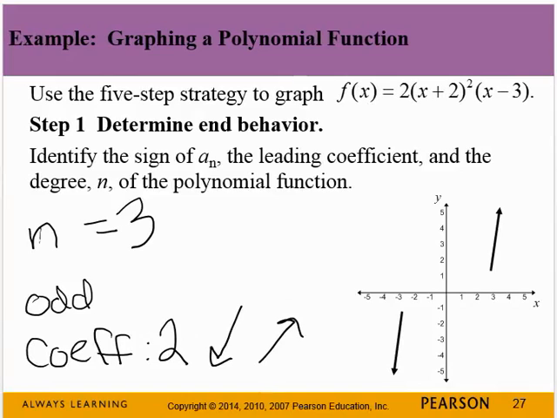Sorry about that. So you will have a graph, because you have your odd, and then you have a positive, so it's going to go opposite ways.